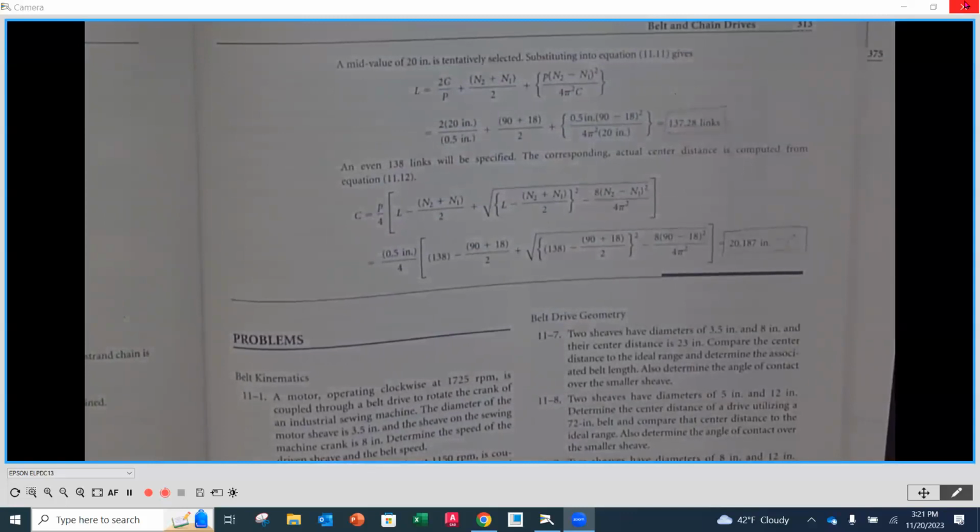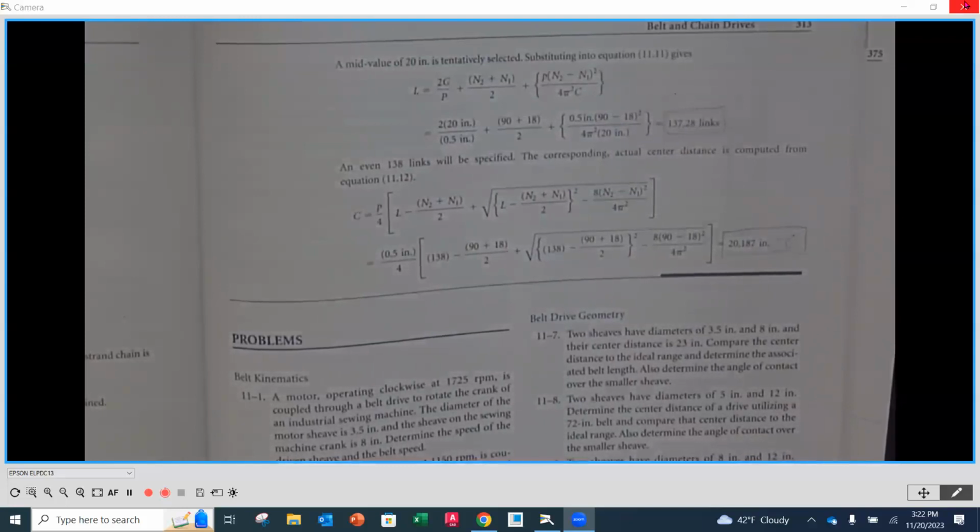These two are plug and chug. You can see where the numbers are all coming from at this point, and I just don't think it's worth spending our time chugging them in. But I encourage you, if you have problems with yours, make sure you can get these numbers so you know how to plug it into your calculator. Any questions on that? That's the last two parts of what they're asking us to do here. That brings us to the end of chain drives.